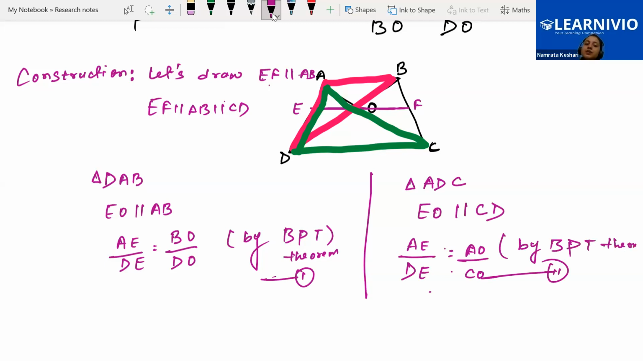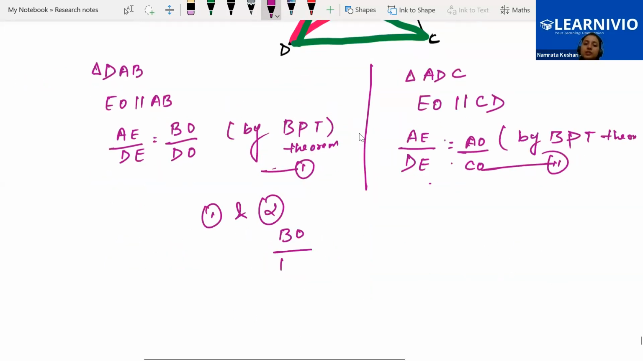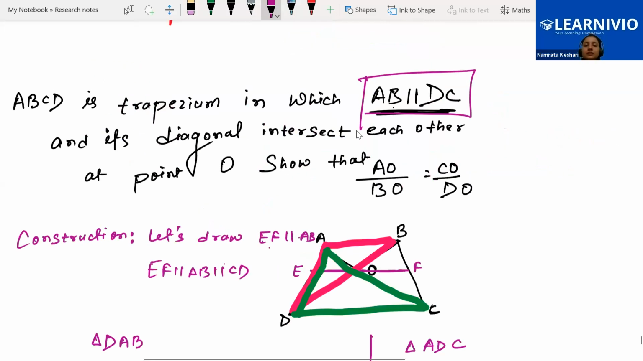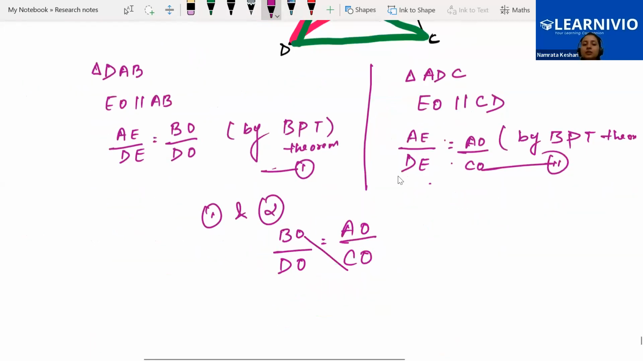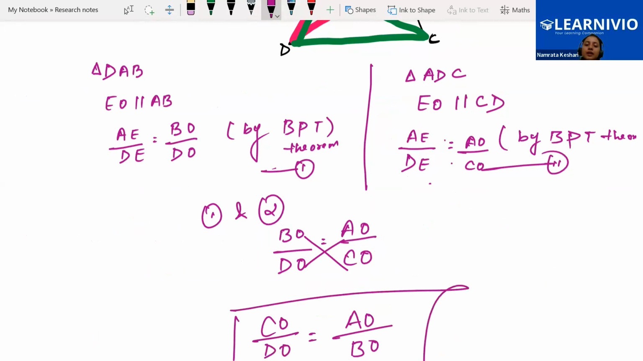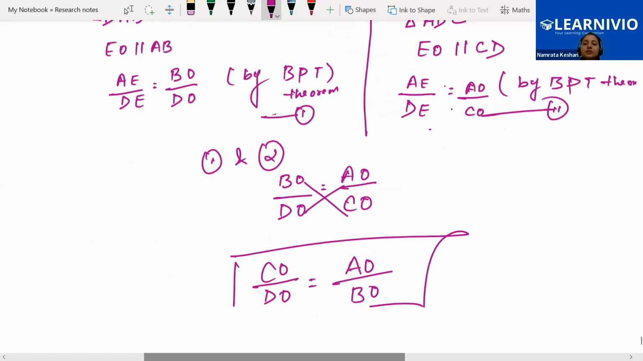And hence we can compare 1 and 2, and we can say that BO by DO is equal to AO by CO. And that's what we want to prove. See, AO by BO, CO by DO. We just need to arrange it by doing crisscross or whatever. AO by BO and CO by DO, that's how the proof is given. So we can arrange it. Everyone getting it? Just a construction and it is helping us to prove it.